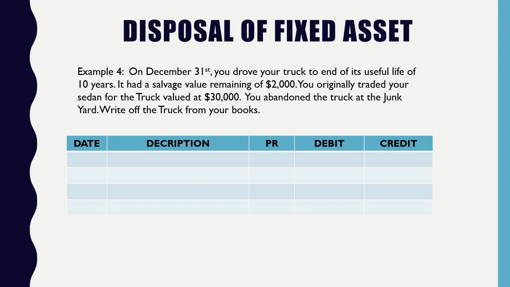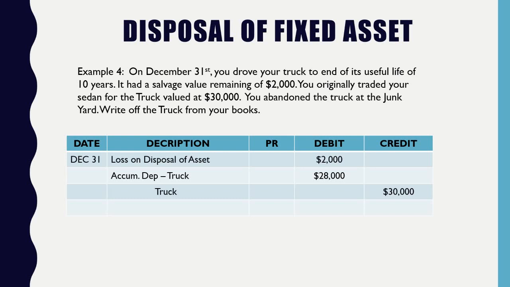You drove your truck to the end of its useful life of 10 years, and it has a salvage value remaining of $2,000. Of course, you originally traded your sedan for the truck value of $30,000, and you decided to abandon this truck at a junk yard. So in this case, let's take a look. How do I get this truck off my books?